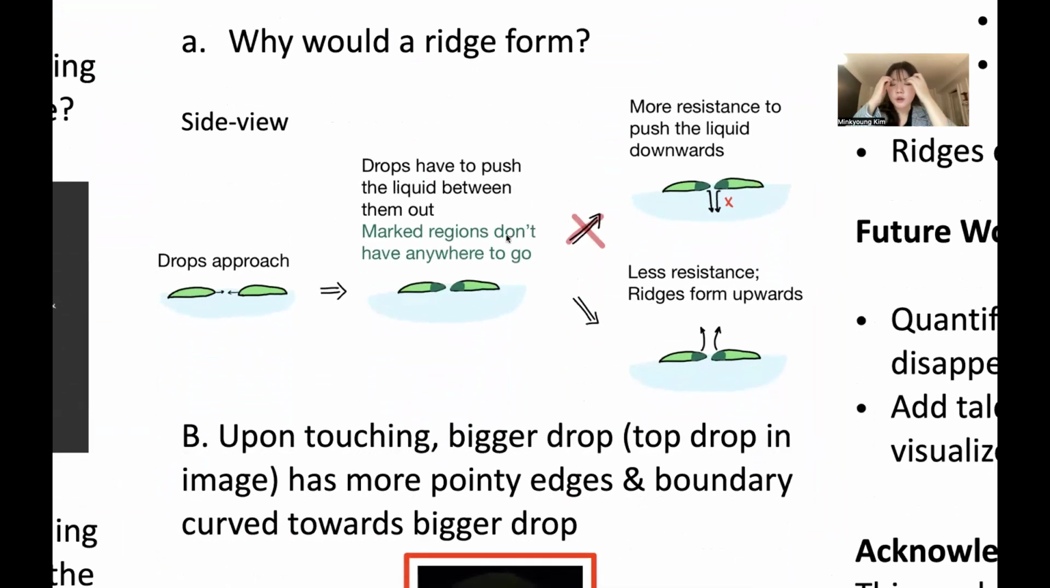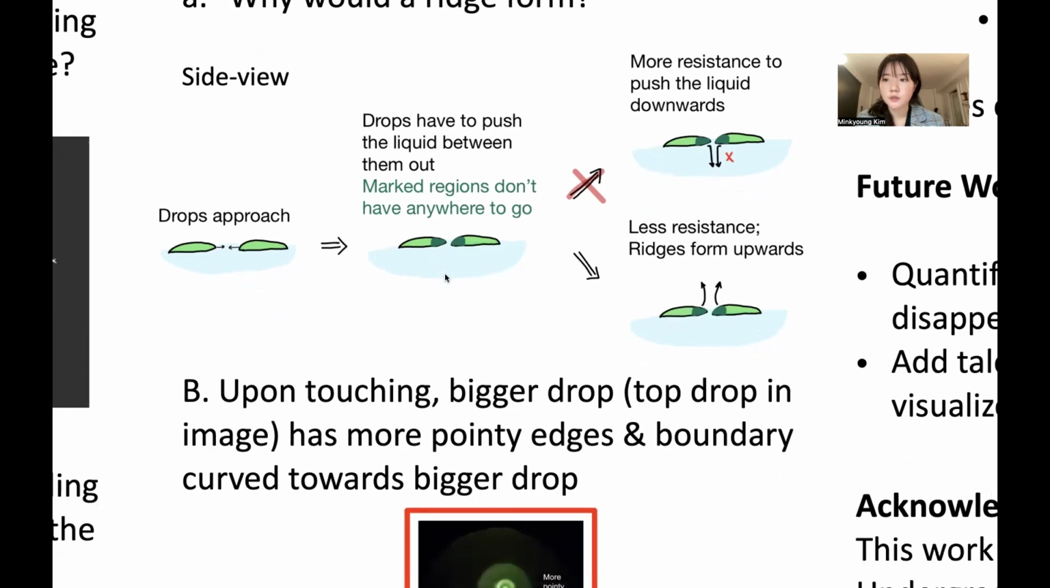And I mentioned this part earlier, that the ridges would form upwards because if the drops are trying to go in the negative z direction, there's more resistance due to the liquid that's already underneath, and it cannot travel in this direction either because there's a hydrodynamic repulsion that is preventing the initial coalescence of these drops.